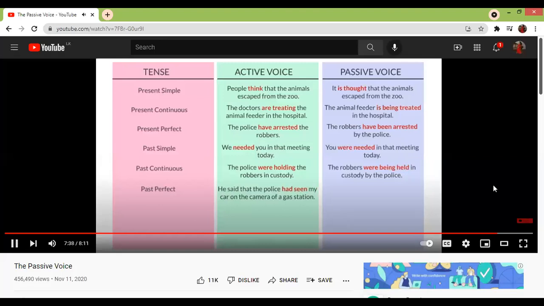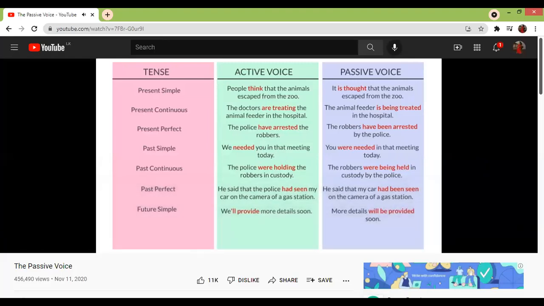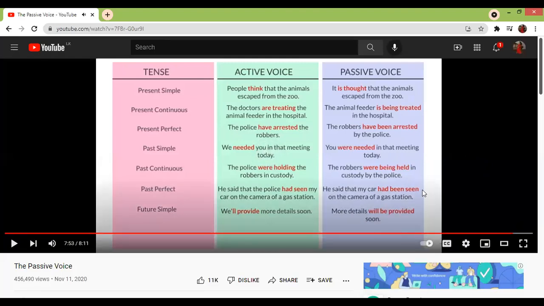He said that the police had seen my car on the camera of a gas station. He said that my car had been seen on the camera of a gas station. We'll provide more details soon. More details will be provided soon. So can you see here? We don't have past perfect continuous, future continuous, future perfect, and future perfect continuous in passive voice sentences, right?